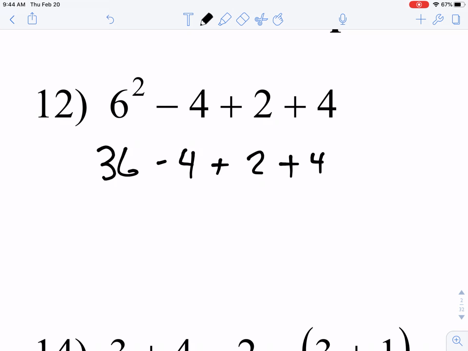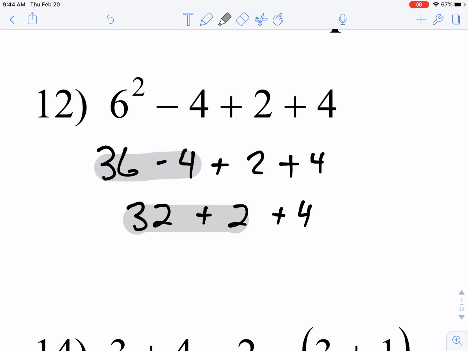So again, working left to right, because we only have subtraction and addition left. And remember, they're equal to each other, so you do whichever one comes first from left to right. So the first thing I'm going to do is 36 minus 4, I'll get 32. I can bring down the plus 2, bring down the plus 4. The next thing I'm going to do is 32 plus 2, and I'm going to get 34. Plus 4 again, I'm going to do just that part, and 34 plus 4 is 38. Again, this is order of operations. You follow the order of operations.